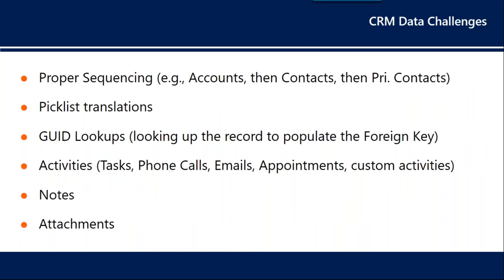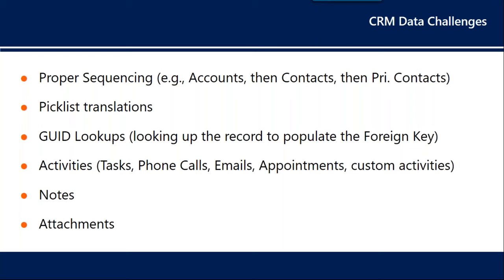Proper sequencing, these are various different CRM challenges. This is true with any kind of data migration. You need to do things in the right sequence. You can't populate accounts and primary contacts in the same step because the contacts might not exist yet. So first you populate the accounts, then you populate the contacts, then you can update the accounts with the primary contacts.